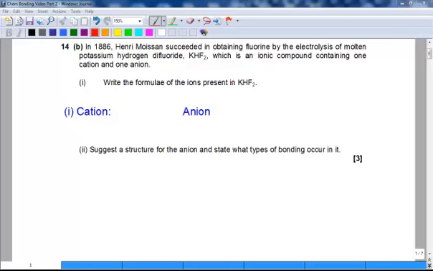Okay, so for question 14b, you actually have this compound here, potassium hydrogen difluoride, KHF2. Even if the question didn't give you the formula, you should be able to come up with it on your own, because potassium hydrogen difluoride, with the 2, is an ionic compound containing one cation and one anion. So you are supposed to write the formula of the ions present in this compound.